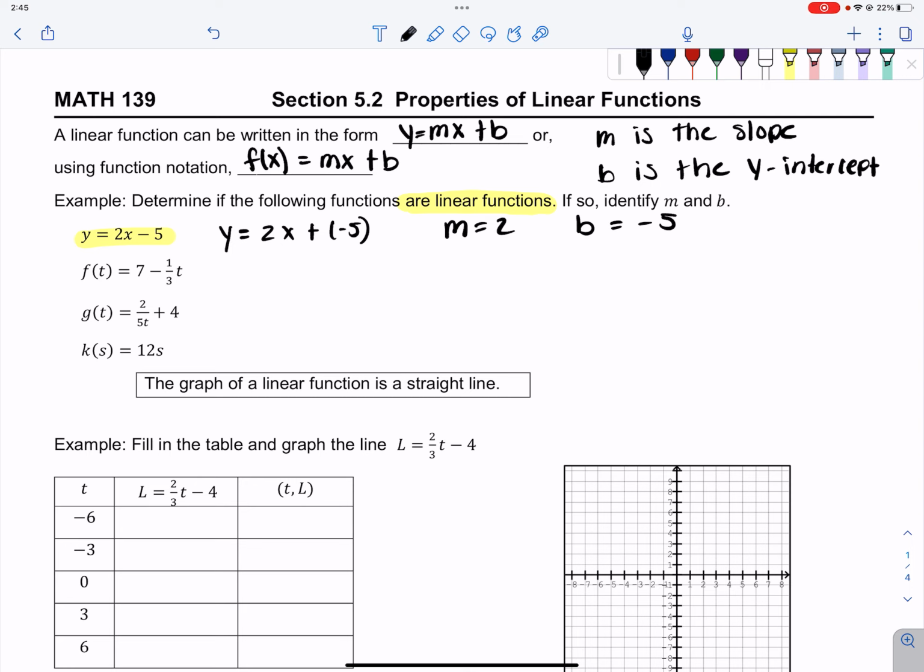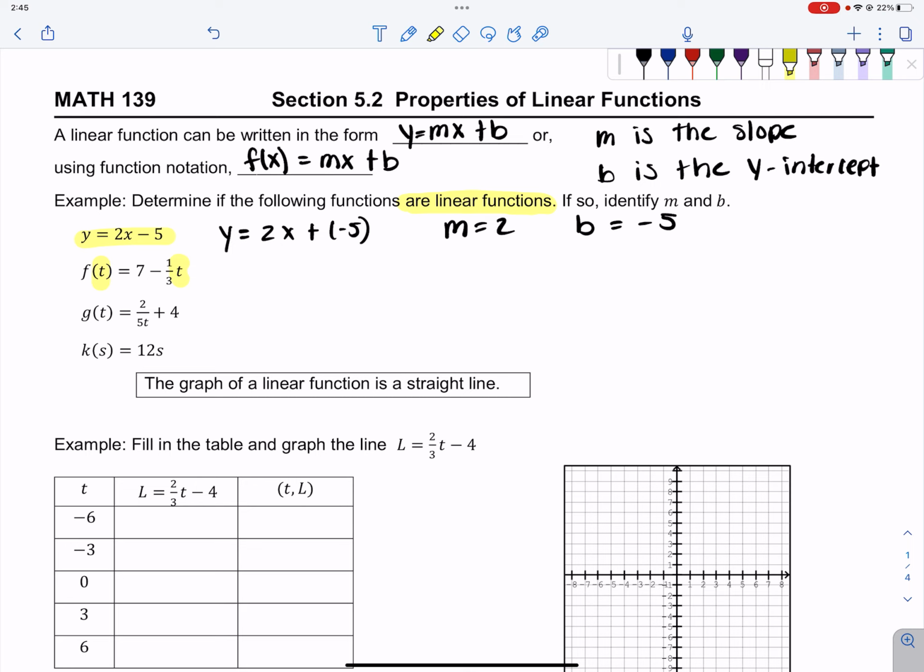The next one, we have f of t equal to 7 minus 1 over 3t. And the first thing that I want to clear up here is we're using a different letter. We're using t. That's okay. We can use other variables, other letters instead of x, as long as we're just consistent in what it is. So we have f of t equal to 7 minus 1 over 3t.